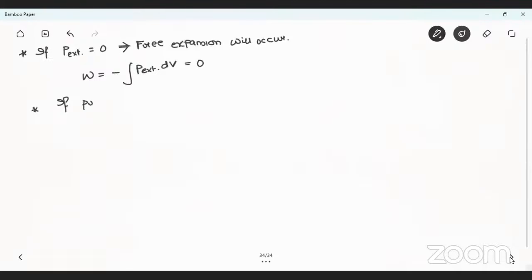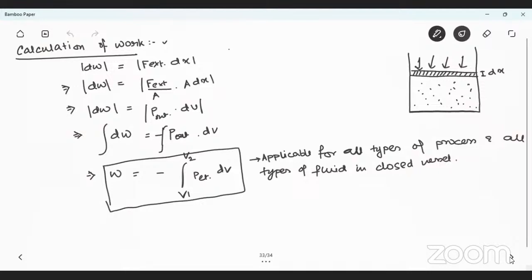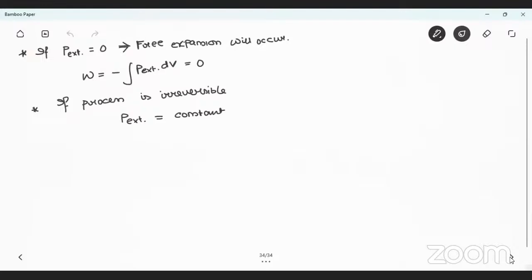If the process is irreversible, then P of the external becomes a constant. So keep this in mind. Okay, in the last page, this is external. Okay, so these are the different formulas. This is the standard formula, and these are the different conditions. If it becomes zero, then we will be using this formula. If the process is irreversible, then we will be using this formula.